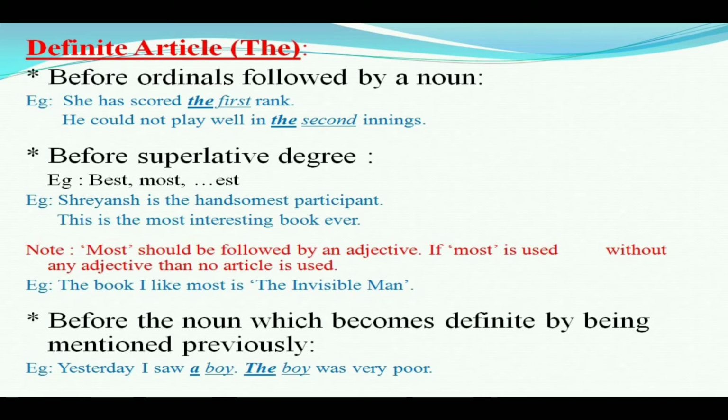Next point, before the noun which becomes definite by being mentioned previously. For an example, yesterday I saw a boy, the boy was very poor. Here, the repetition of the noun indicates that I am talking about the particular boy whom I saw yesterday. Therefore, if a common noun is repeated two or more times, we use the definite article from the second time onwards.